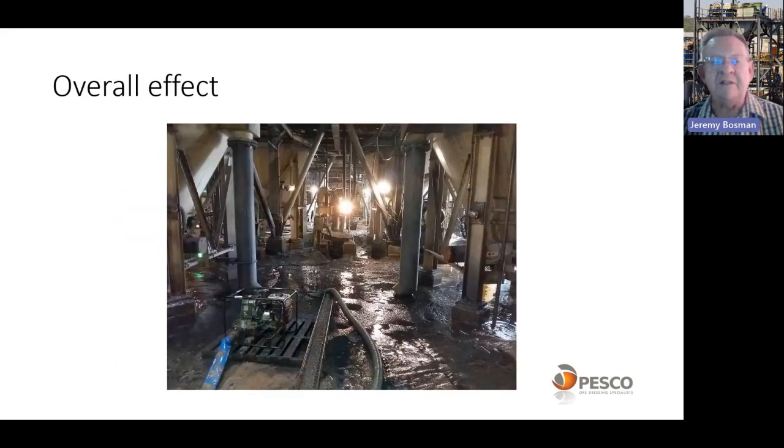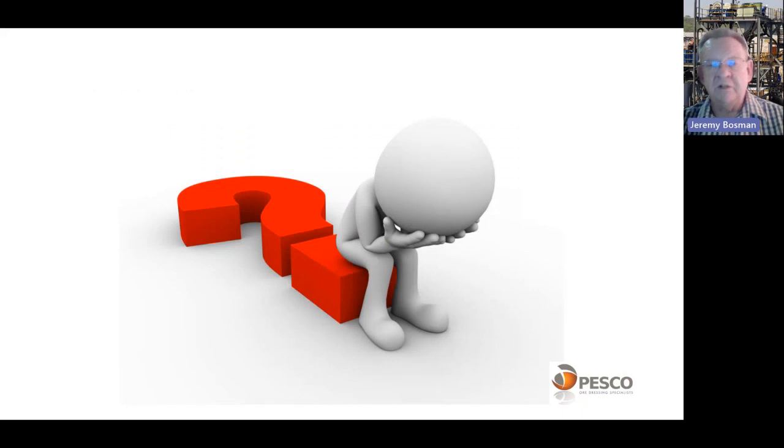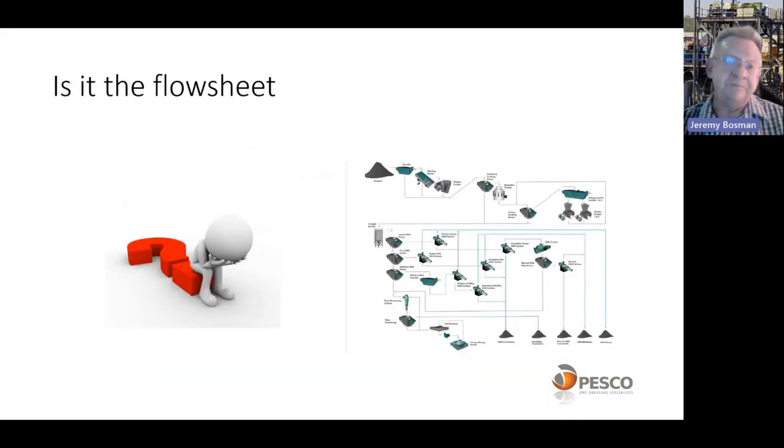The overall effect is that you can end up with a plant that looks like that, where virtually all your medium inventory is sitting on the floor. You can't run it. You can't do maintenance. It's just a mess. So what is causing this problem? Is it the flow sheet?